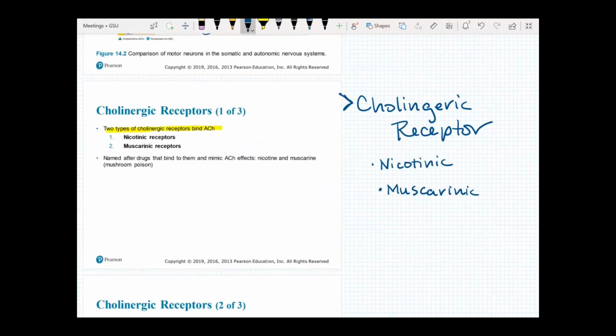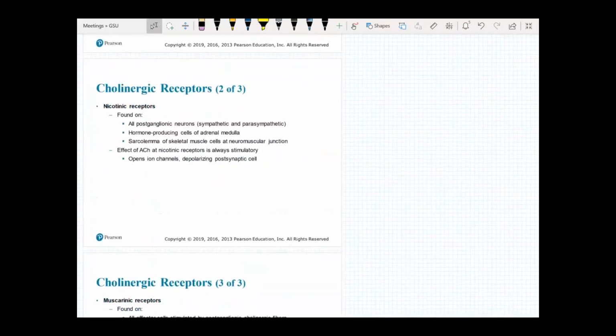They are named after the drugs that we can artificially use to mimic ACH at these receptors. Nicotine from tobacco, from smoking, can bind to these receptors and mimic it, so we named this the nicotinic receptor. And muscarine is a poison produced from mushrooms. When it is introduced to the system, it will bind to these receptors, so it's called a muscarinic receptor. It's interesting how science and real life have kind of merged. So, starting with our nicotinic receptors.